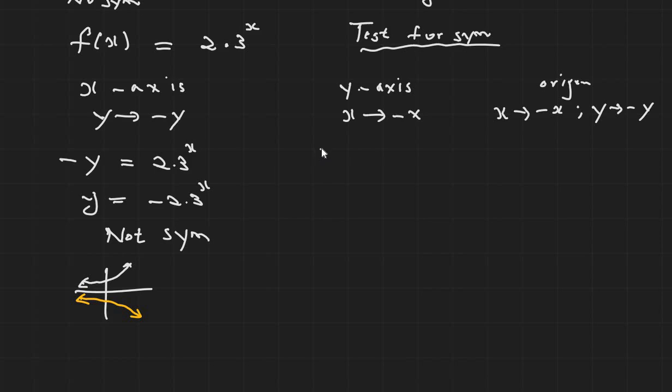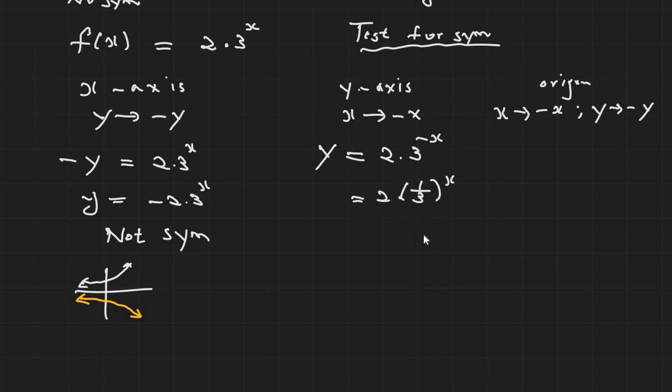Okay, so let us look now at the y-axis. For the y-axis, we just swap x for negative x. So this is 2 times 3 to the negative x. Now remember, if we have 3 to the negative x, you can stop here, but I just want to show you this. So you can say this is now a third to the x.